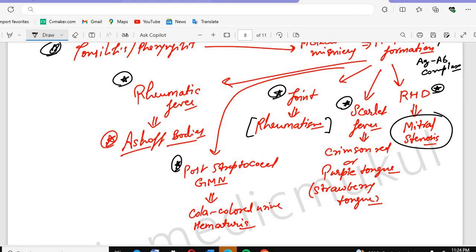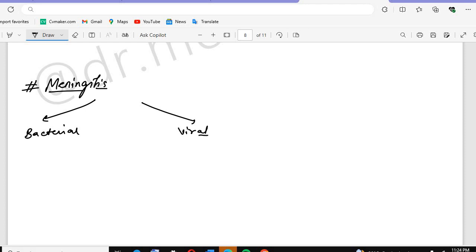So see, we have one thing to consider, that is meningitis. When we talk about meningitis, remember it can be bacterial meningitis, viral meningitis, or tubercular meningitis.